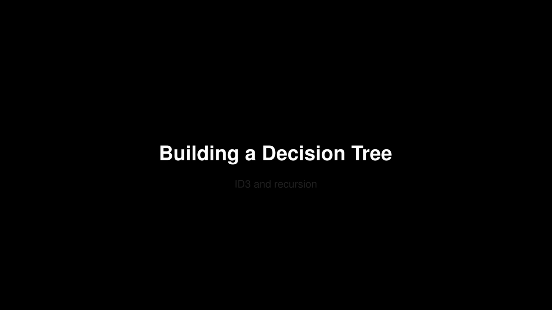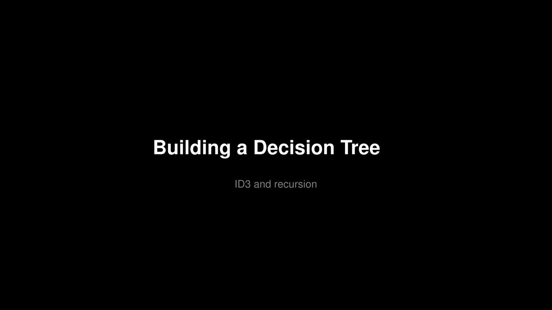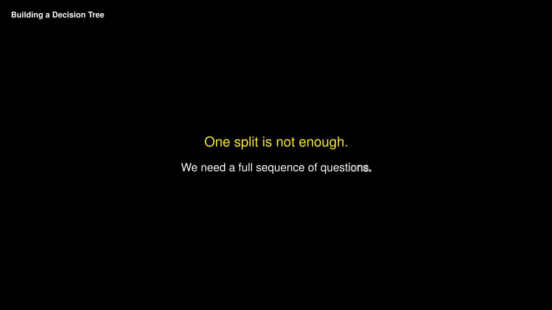Building the tree: the ID3 algorithm. We now know how to pick the best question to ask, but a decision tree isn't just one question. It's a whole sequence of questions, each one refining our prediction. So how do we go from a single best split to a complete tree? The answer is a classic algorithm called ID3, and the key word is recursion.